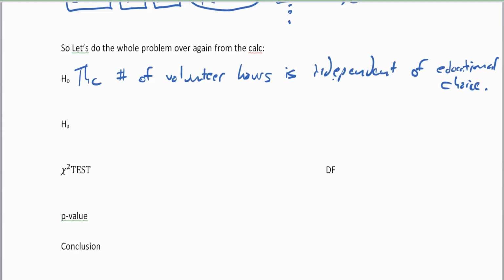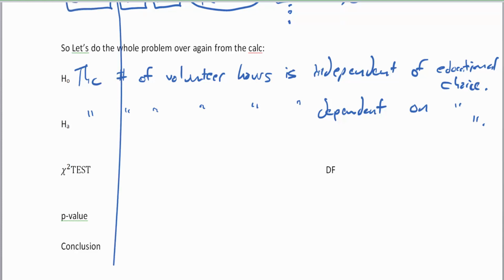The null hypothesis says, oh, they are totally independent. But the alternative is like saying, no, the number of volunteer hours is dependent on educational choice. And maybe the reason why is because the community college or the college has a requirement for community service. We're seeing that actually in a lot of places, including the institution where I work. So perhaps there is some influence there that the educational choice will influence the number of volunteer hours.